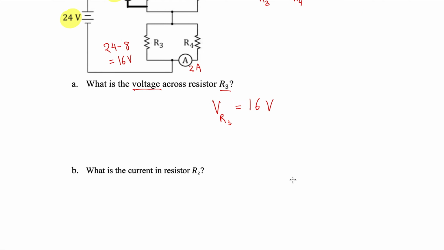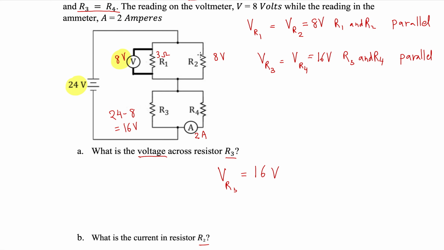Next it's asking what is the current in R2. Let's check the diagram. We want to find the current in R2. Let me highlight it. We can find the current in R1, because we know the voltage for R1 and the resistance value for R1. But for R2, the resistance is not given to us, so we need to figure out some way to find the current for R2. As long as R2 is missing, we cannot find the equivalent resistance for the circuit either.